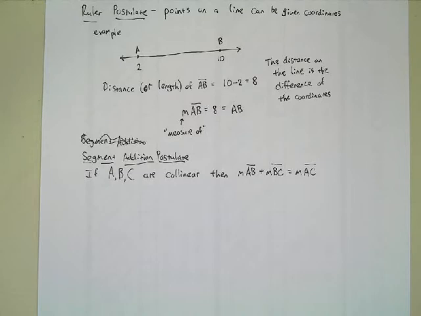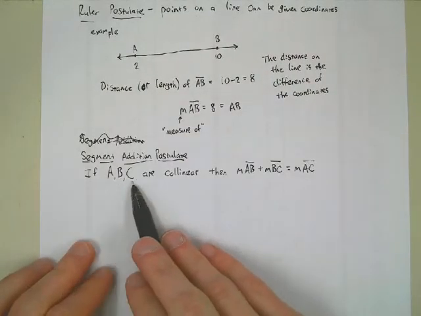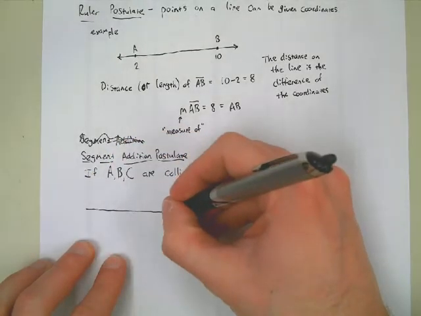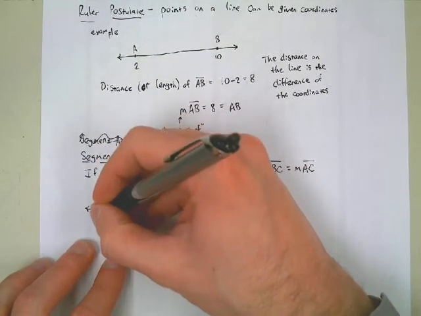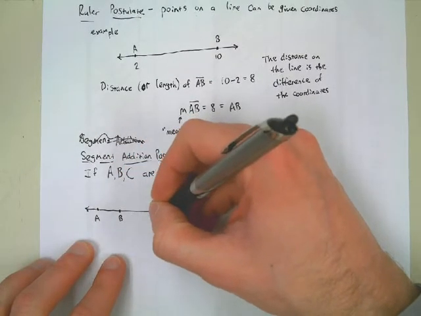And here's a picture of that. First of all, this picture needs to have A, B, and C collinear, so all on the same line. So I'll draw a little line here, and I'll put A, B, and C in that order. If you don't put them in that order, it does kind of mess things up. So you do want to make sure they're in that order for this purpose.